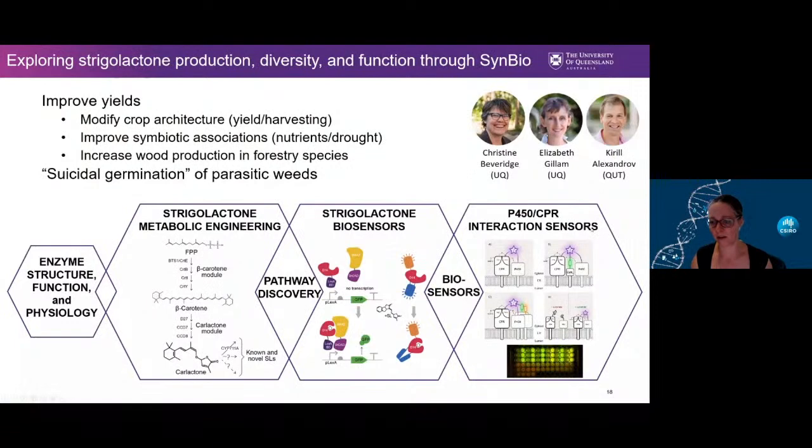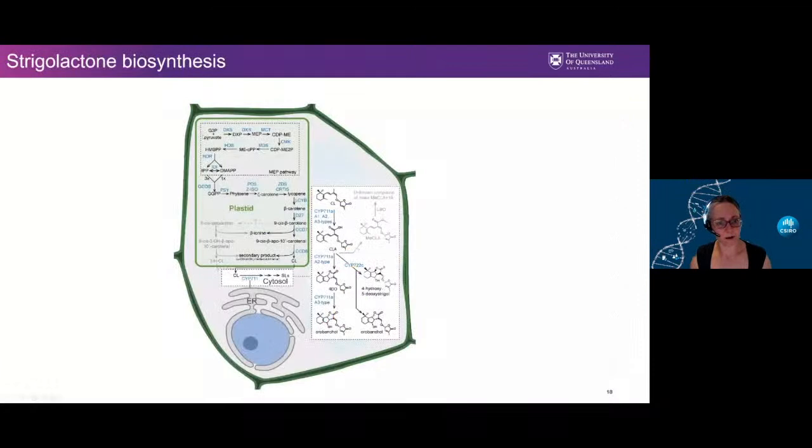There are a number of different areas that we're looking at with strigolactones, including basic structure and function behaviour, metabolic engineering, developing biosensors, and looking at cytochrome P450 CPR interactions. So this is a strigolactone biosynthetic pathway. It's produced by the methylerythritol phosphate pathway in the plastid. It's a carotenoid derivative. So the universal precursor is produced through this carotenoid pathway, and carlactone is that precursor, and that carlactone is exported into the cytosol and at the endoplasmic reticulum, where it's decorated by P450 activities.